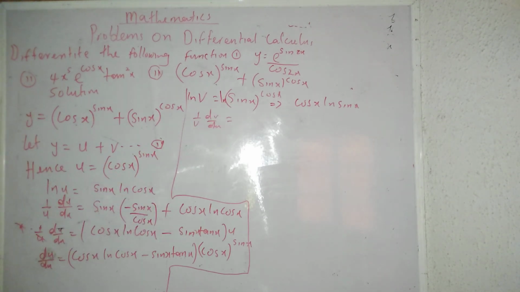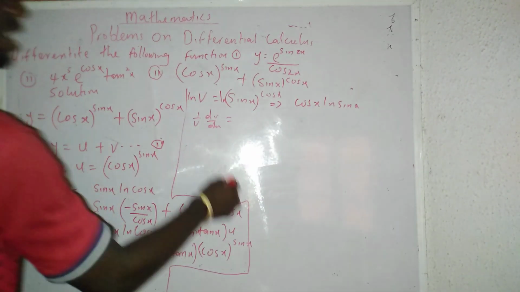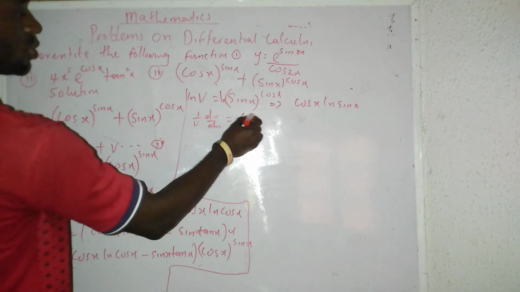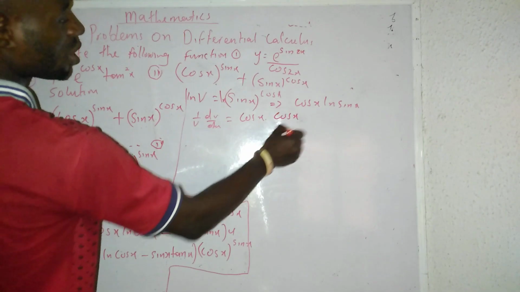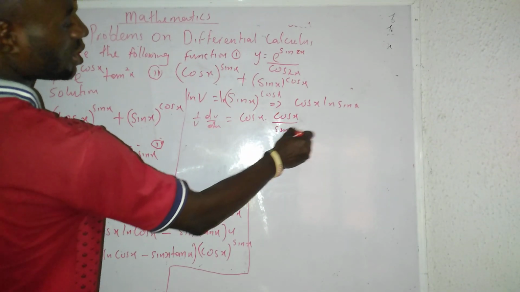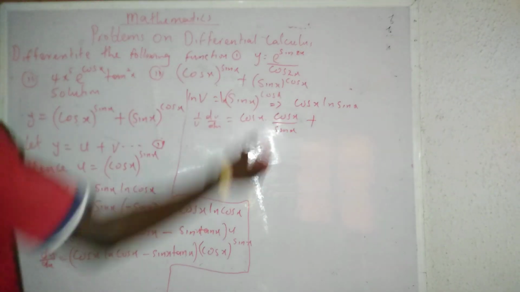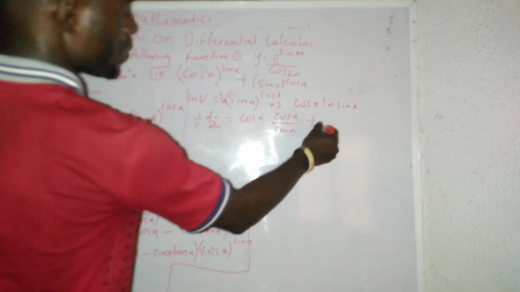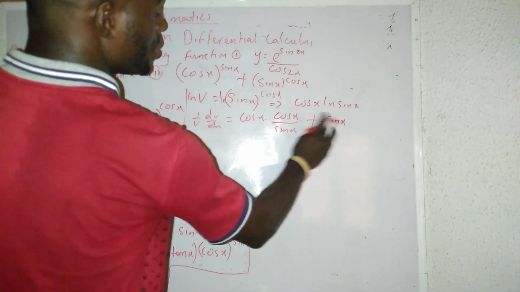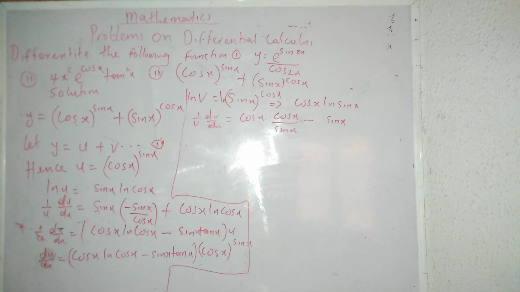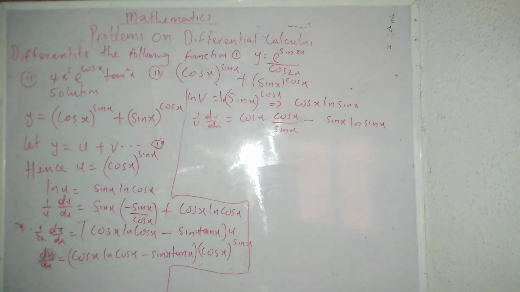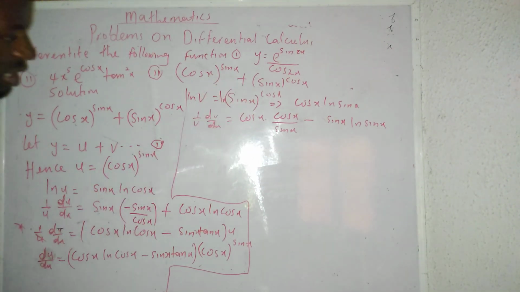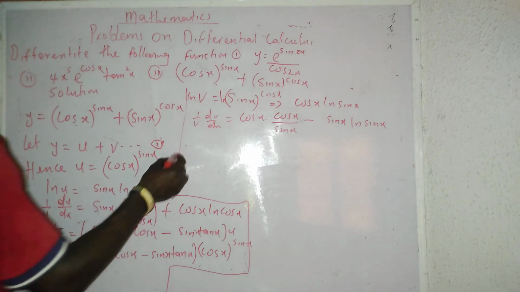Now I'm coming from my u. When I differentiate this, I will have cos x multiplied by, differentiating ln, cos divided by sine x, plus, if I differentiate this, I will have minus sine x ln sine x. Now I will have this, and this is going to be cot.